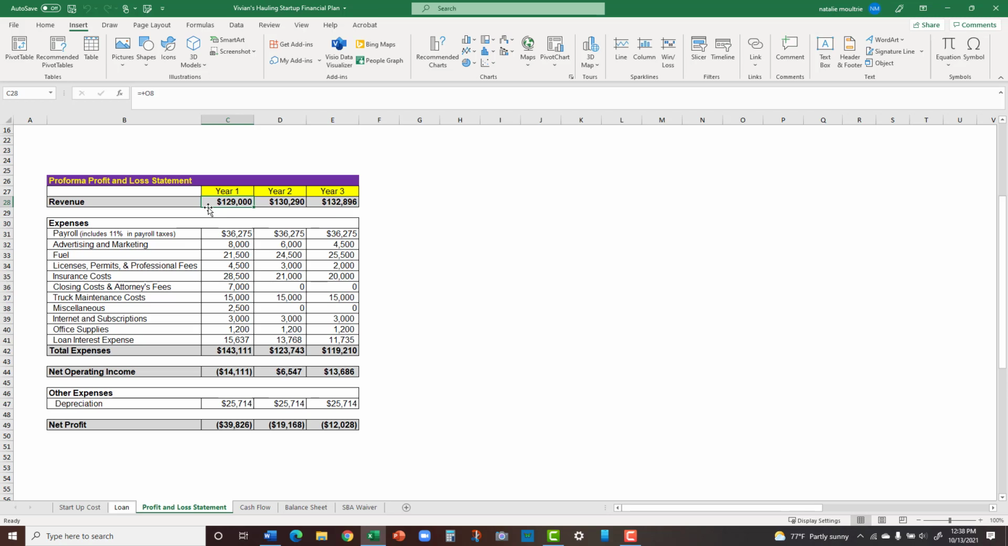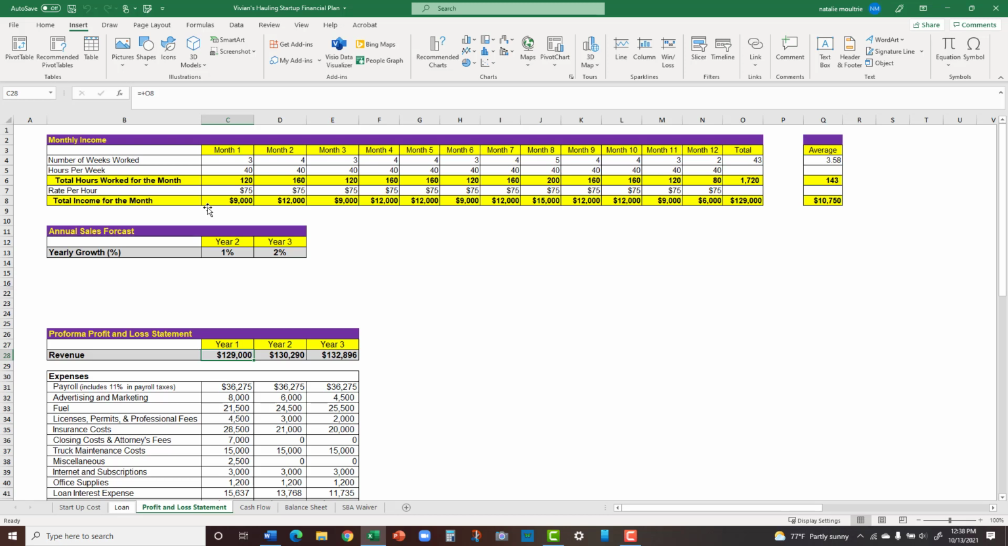So here's the method that I used to determine this $129,000. And I want each of you to come up with a method that you can use to prove your revenue. Okay, so this is the method that I used. In the dump truck industry, the dump truck will not necessarily work year round. There are going to be times when the dump truck is not working.